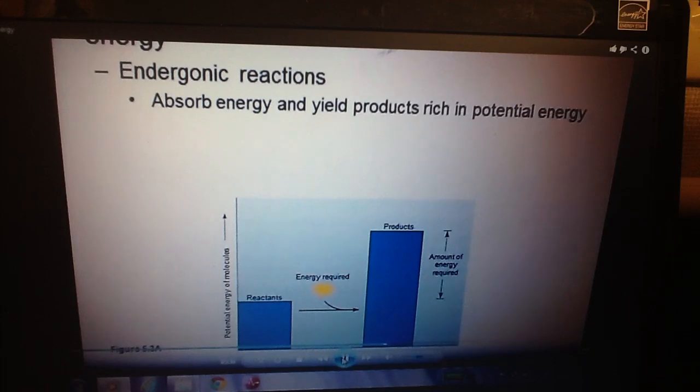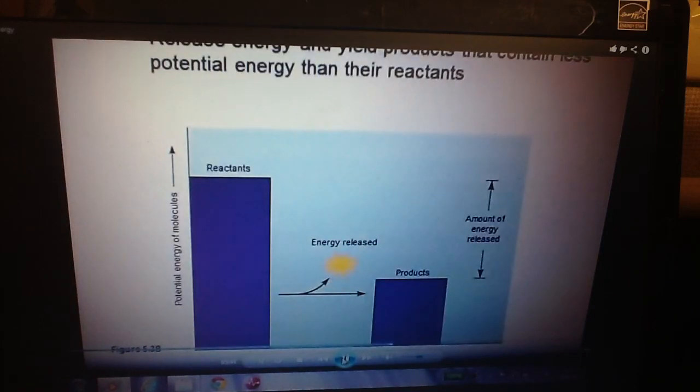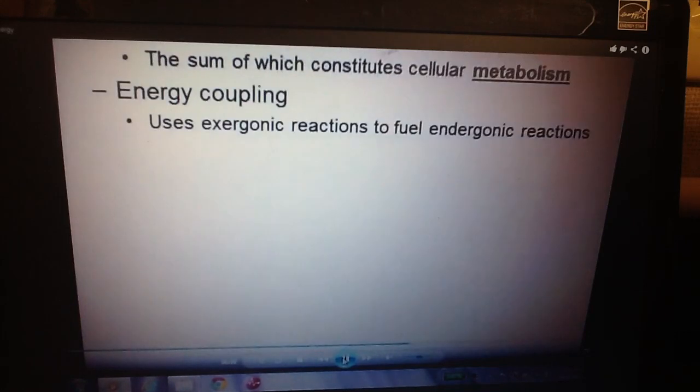Now, the thing about this is that this product is really, really rich in potential energy. Exergonic reactions are what are releasing energy, and they're going to yield products that contain less potential energy than the reactant. So here's our reactant. If you notice, we drop down to a product. In doing so, reactants go to products. We're going to release energy, usually in the form of ATP. The difference, again, between reactants and products, that is the amount of energy that is being released.